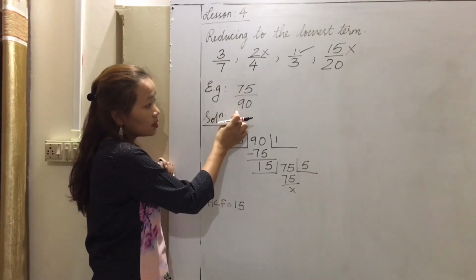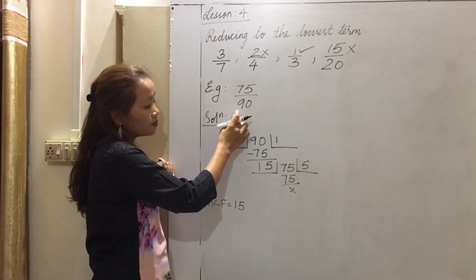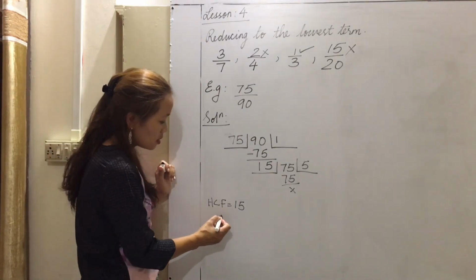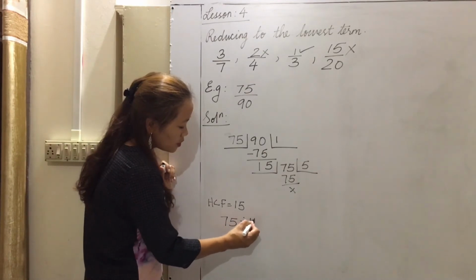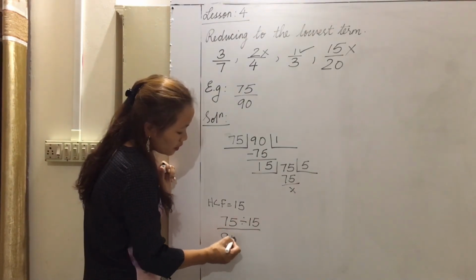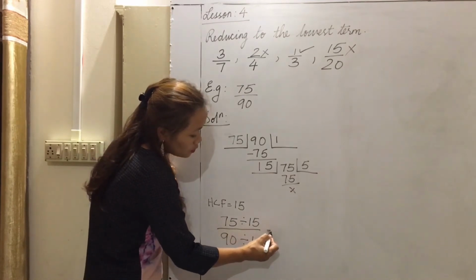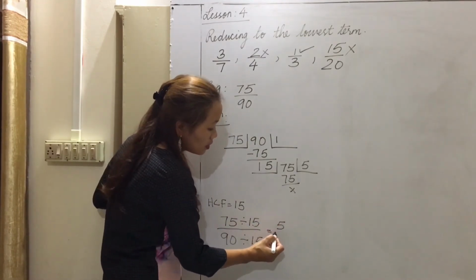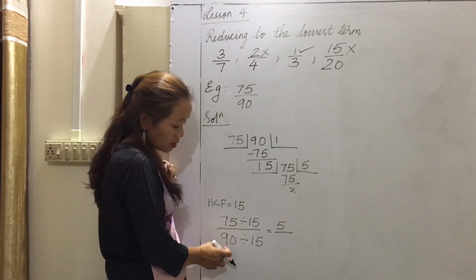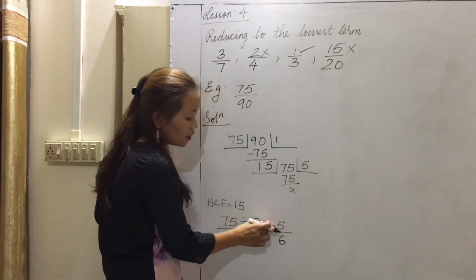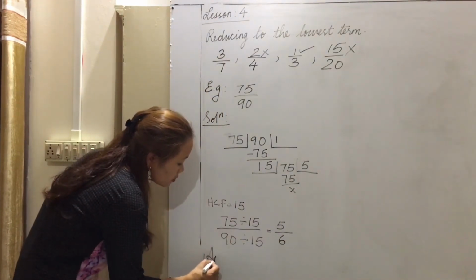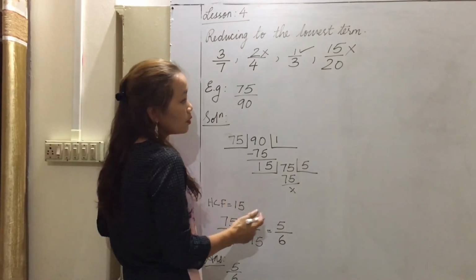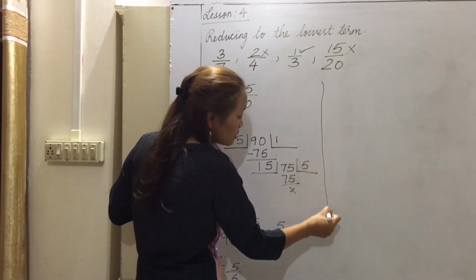So for 75 by 90, both the numerator and denominator will be divided by the HCF, like this. 75 will be divided by 15, the HCF. 90 will be divided by 15. When 15 divides 75, it's 5 times. When 15 divides 90, 15 goes 6 times. So 5 by 6 is the lowest term. So our answer is 5 by 6. Right, this is the first method, and then I'm going to explain the second method on the side.